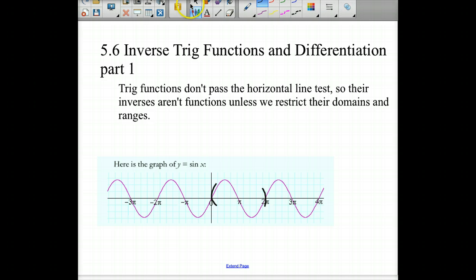So where should we restrict the domain? Maybe pi over 2 to 3 pi over 2. Then we would have one function. It would pass the horizontal line test, so it would be a one-to-one function. So mathematicians have done all the deciding for us of which domains we're going to restrict.